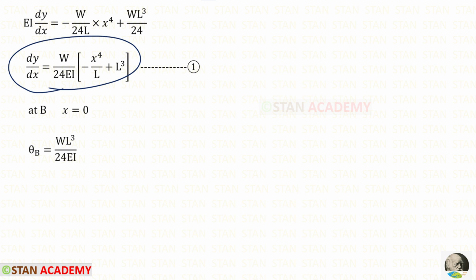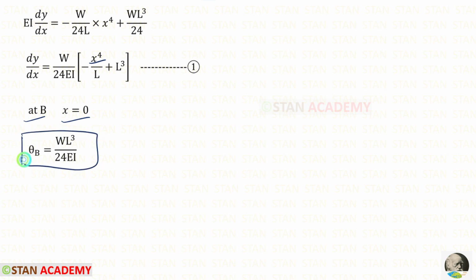Using this equation, we can find the slope at any points. We know that at the point B, x will be 0. Instead of x, we can apply 0. In this way, we can find the slope at B.